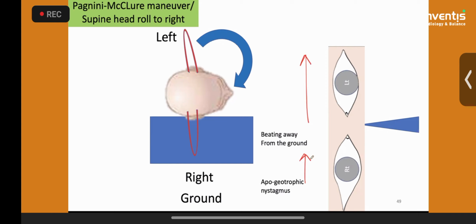So the geotropic and apogeotropic terms are used specifically in the context of lateral canal BPPV, and sometimes they are used for posterior canal also. There is an apogeotropic variety of posterior canal, which I am going to explain in our third session, because that is reserved only for the positional testing, positional maneuvers.